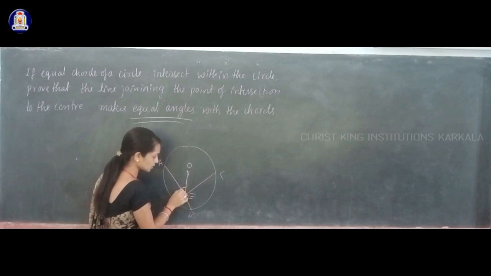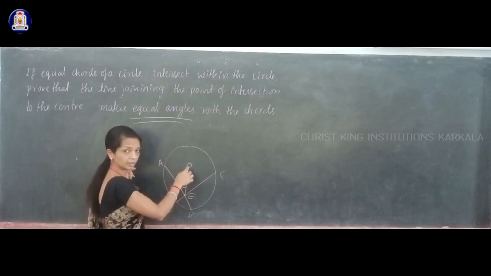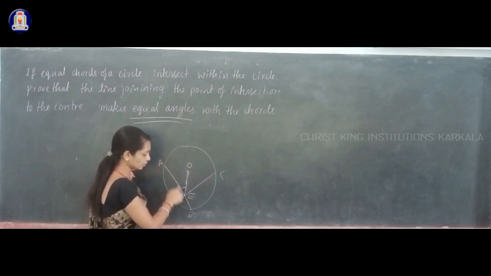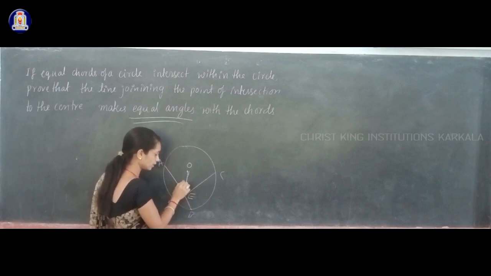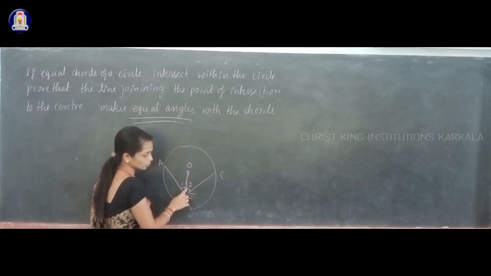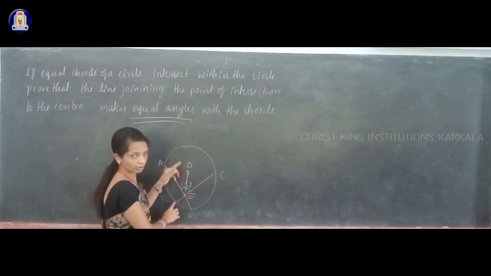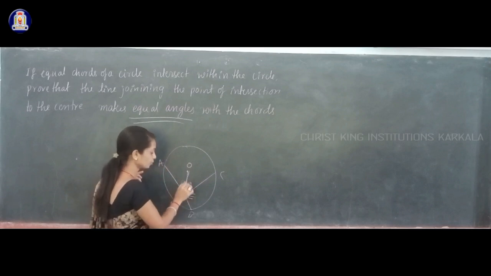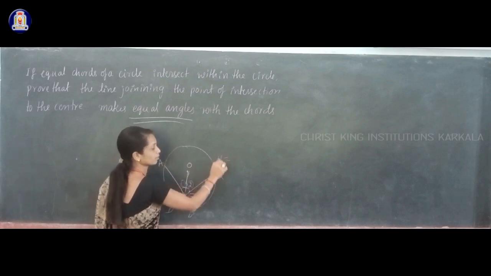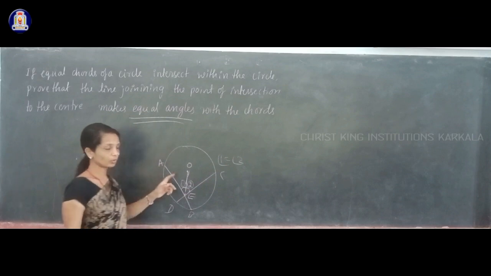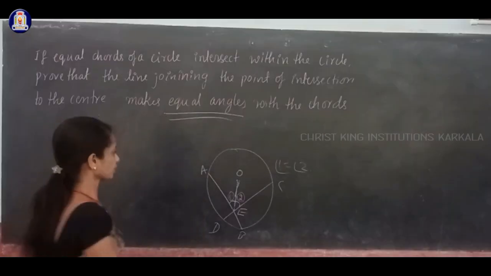Here you can see this is the angle made by this line segment with the chord AB, and I'll take that as angle 1. Angle 2 is the angle made by this line segment with the chord CD. You have to prove these two angles are equal. Angle 1 is equal to angle 2. We draw the exact figure.